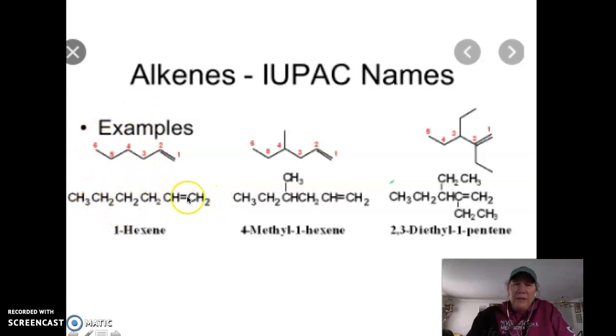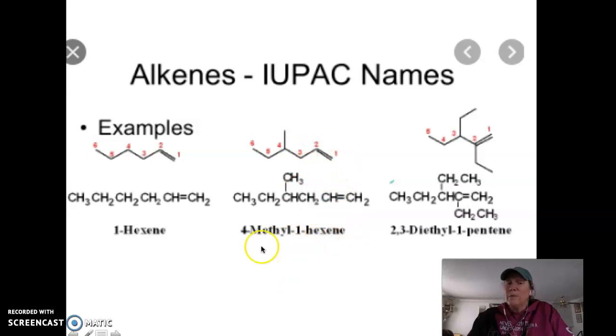But anyway, here we got 1, 2, 3, 4, 5, 6. This is the zigzag one, or the condensed. Not the condensed, but the, what do they call it? The skeletal. Sorry. Okay, on the first one, and again, you don't have to write the 1 if you don't want to, but you can. Here we have 1, 2, 3, 4, 5. We've got hexene again. The first one is a double bond.